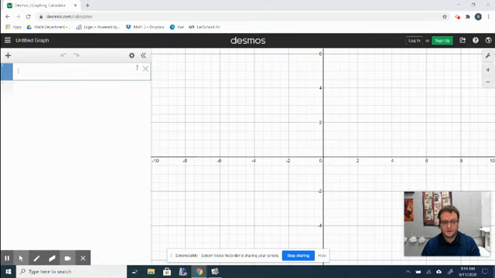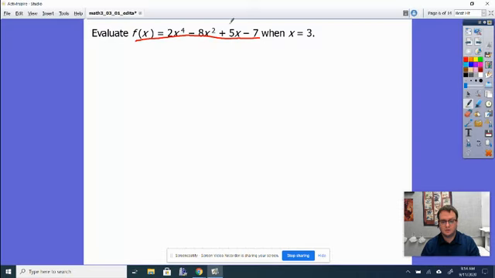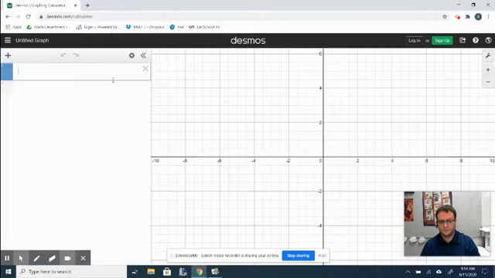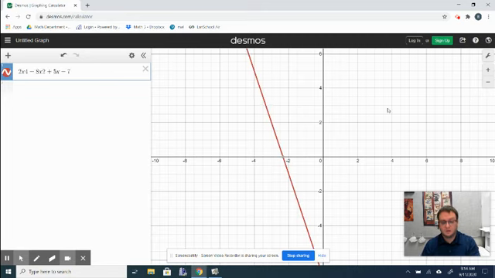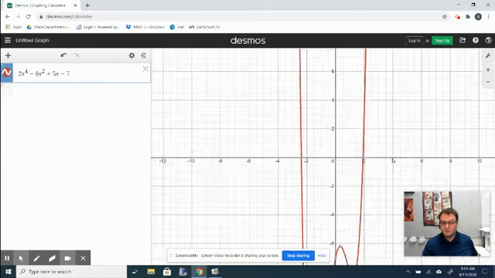I'm going to type in the equation, so 2x to the 4th. I think I can copy this. Let me just try that real quick. Nope, didn't quite do what I wanted, but that's an easy fix. 2x to the 4th, and then x squared. Okay, so this is what my function looks like.